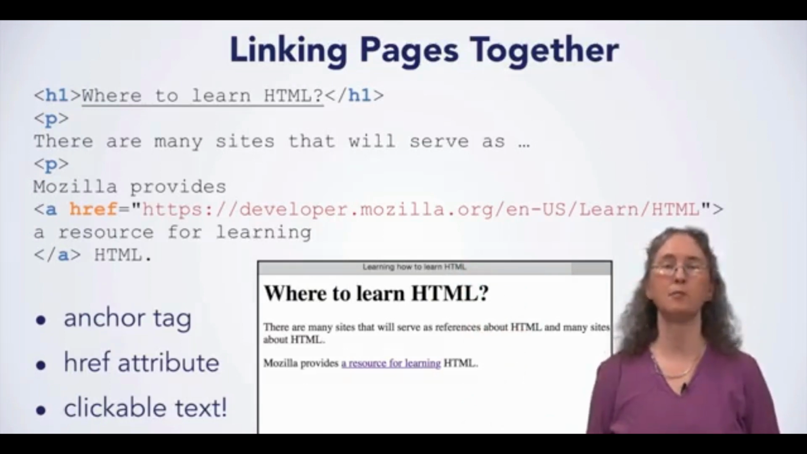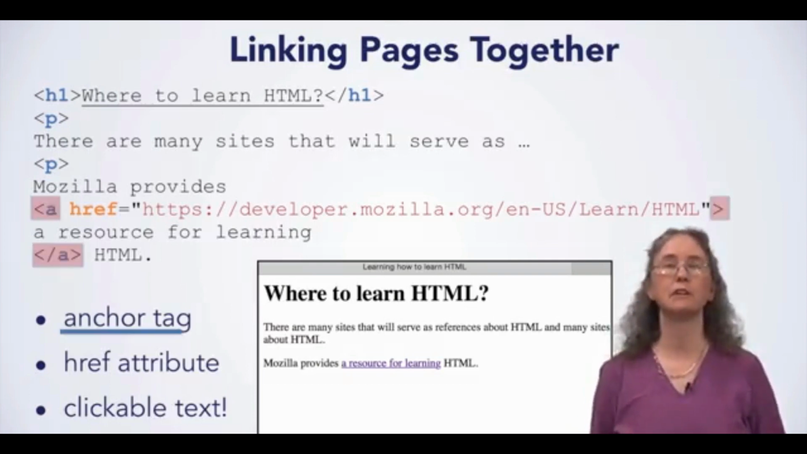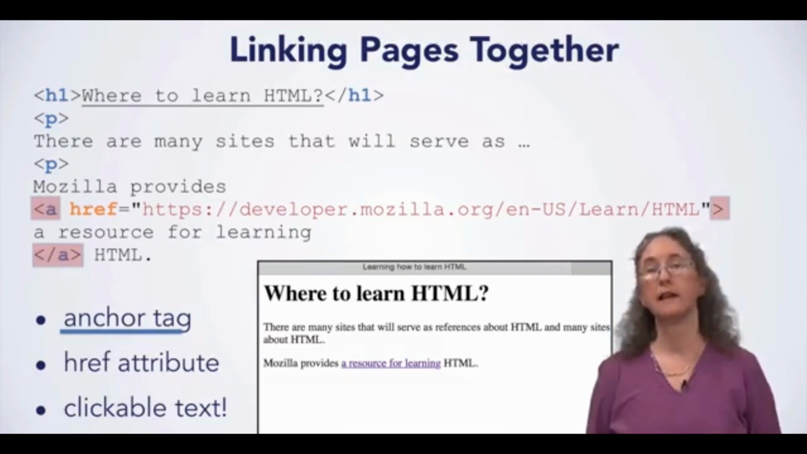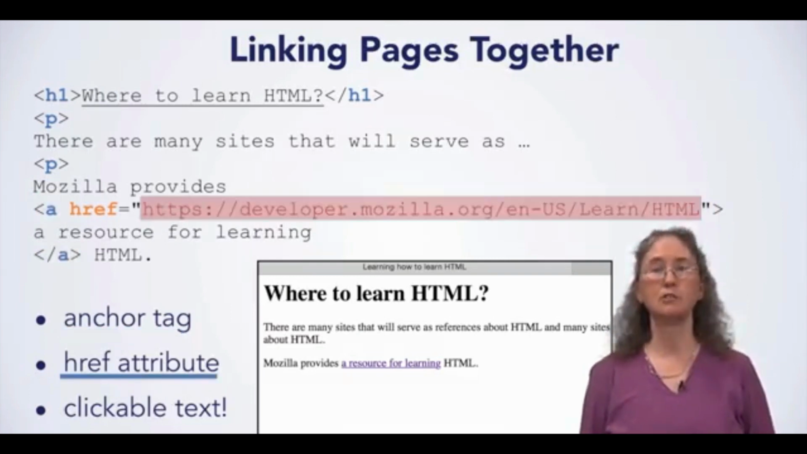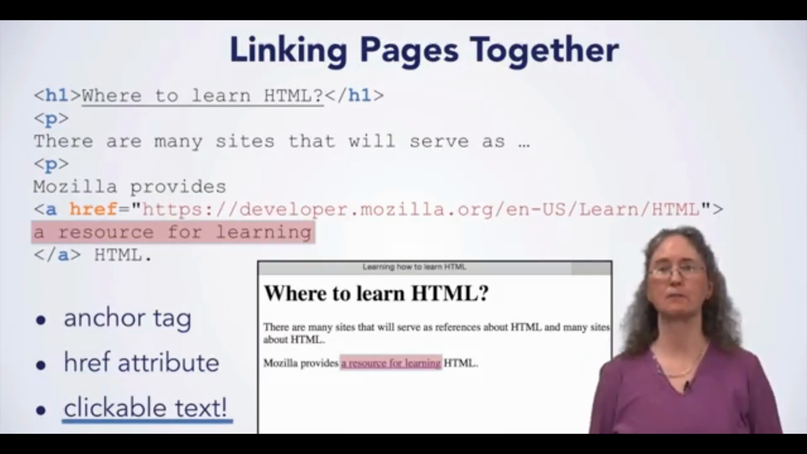Here we display HTML that illustrates how to link to another web page, and below we show how this HTML is displayed in a browser. The anchor tag, or A tag, is used to specify a link to another website. The href attribute specifies the URL for that web page and is required. You must specify some text between the start and end anchor tag. This text will be clickable to take you to other websites.